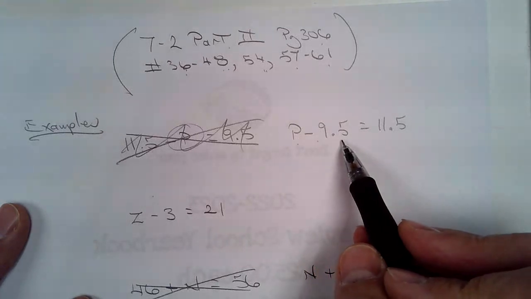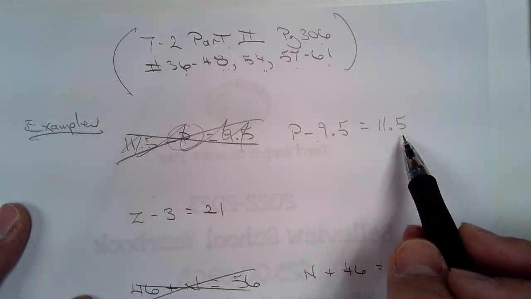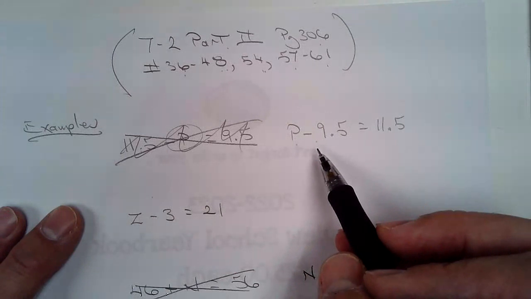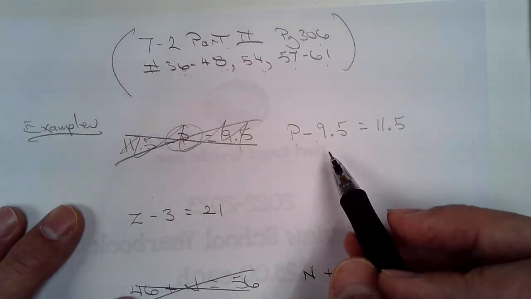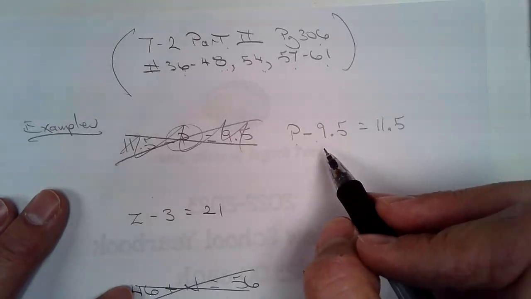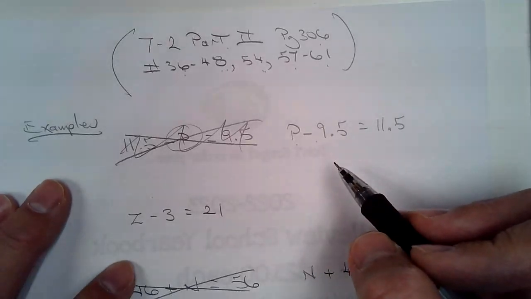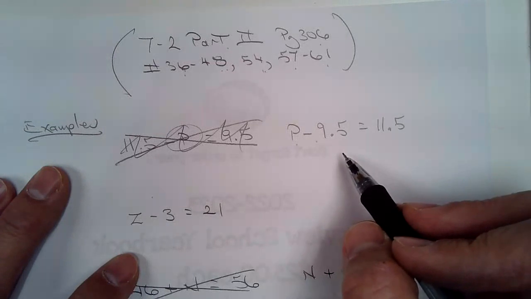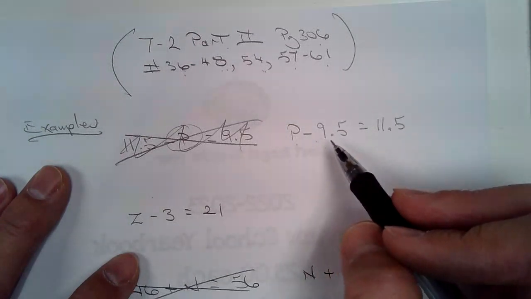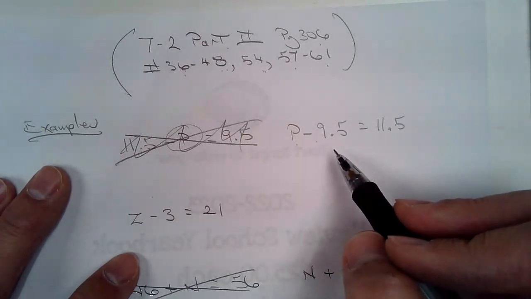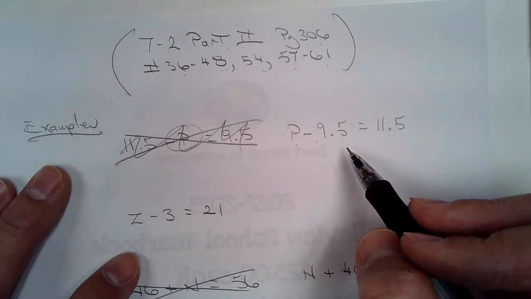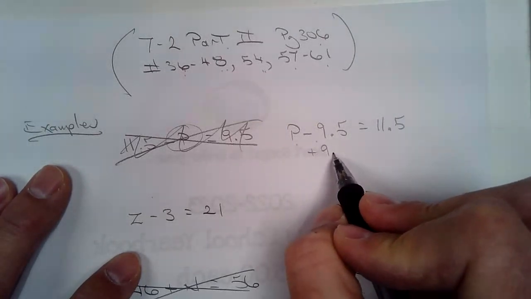So here we have P subtracting 9.5 equals 11.5. To solve for a variable, to figure out what the variable is, you want to get the variable by itself on one side of the equation. Miss Russell, what's happening to the P in this problem? Right. So you do the opposite of what's happening to it. What's the opposite of subtracting 9.5? So we're going to add 9.5.